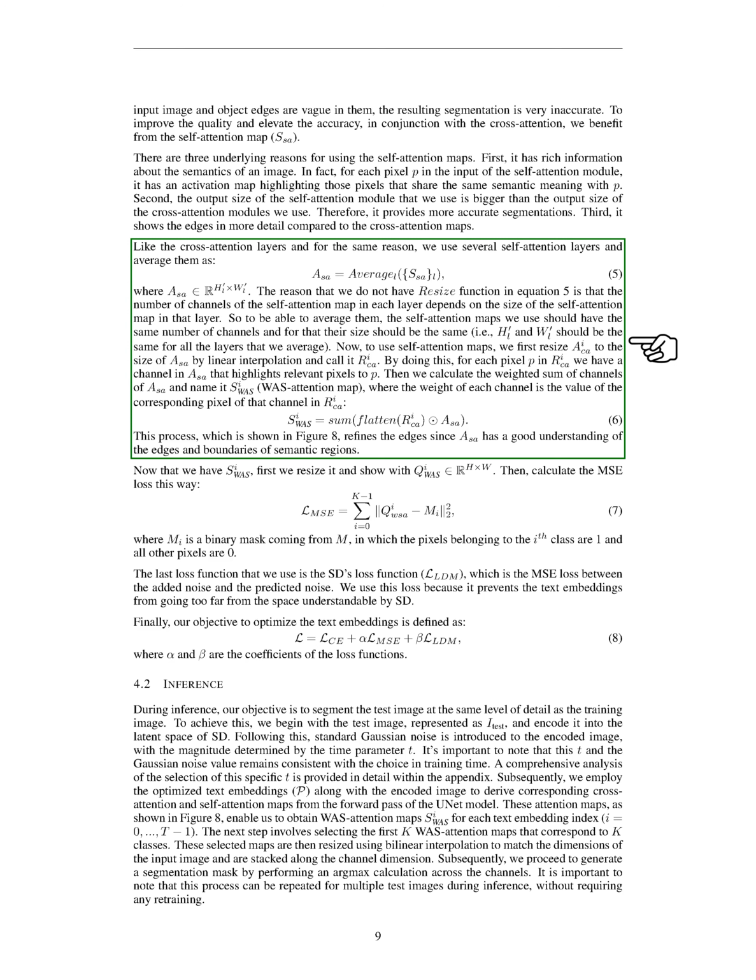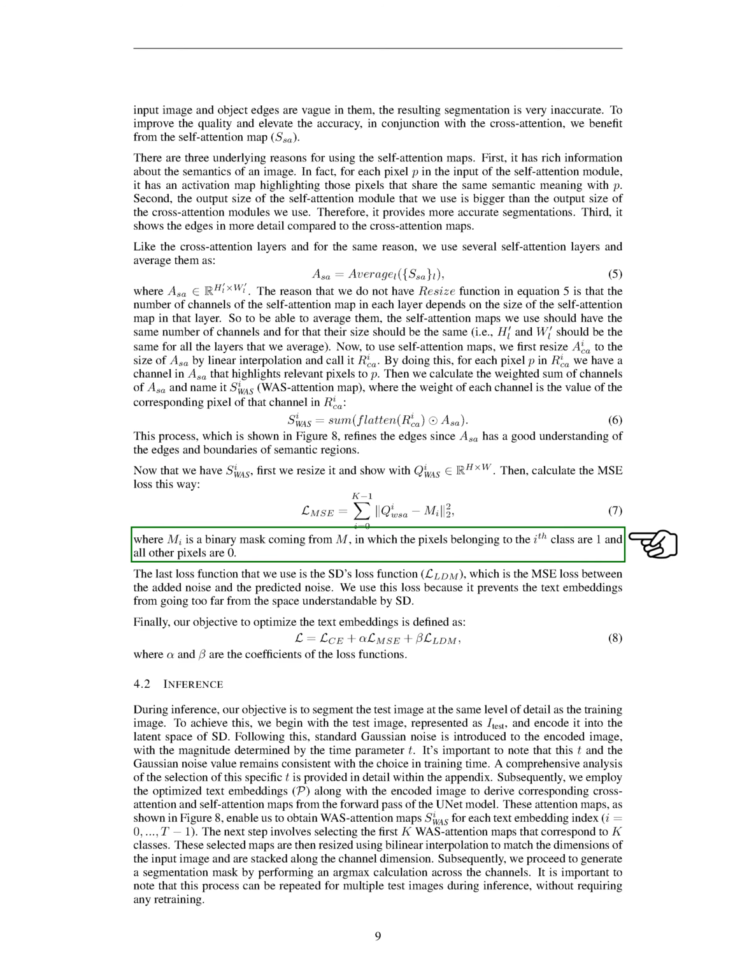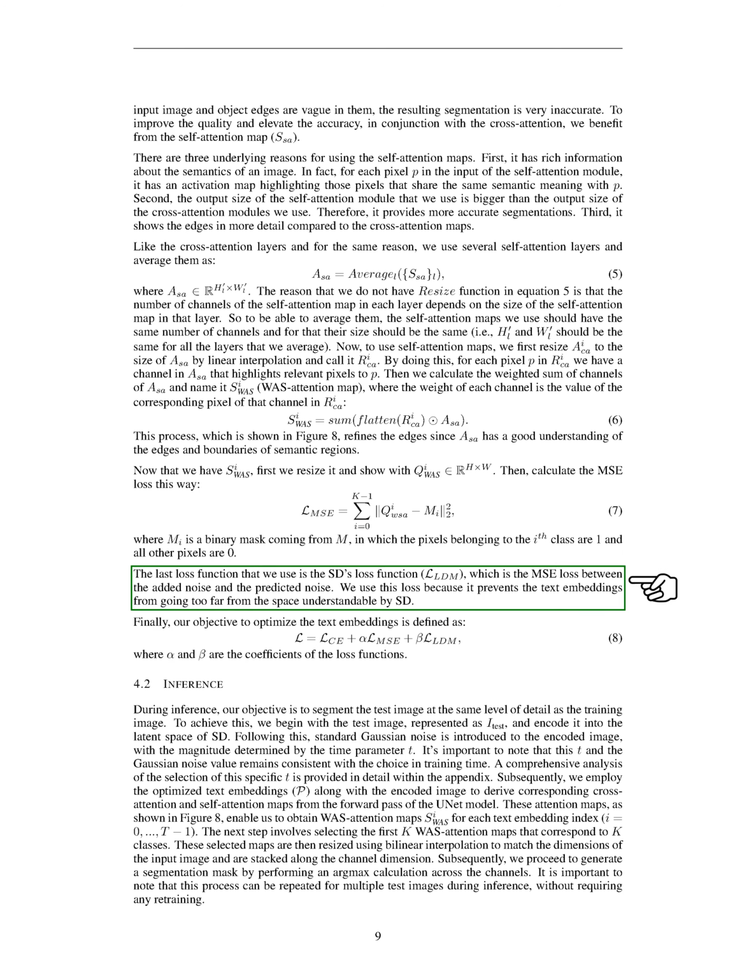We then calculate the weighted sum of channels of the self-attention map, which refines the edges since the self-attention map has a good understanding of the edges and boundaries of semantic regions. We resize this map and calculate the mean squared error, MSE, loss. Finally, we use the loss function of SD, which is the MSE loss between the added noise and the predicted noise, to prevent the text embeddings from deviating too much from the space understandable by SD.